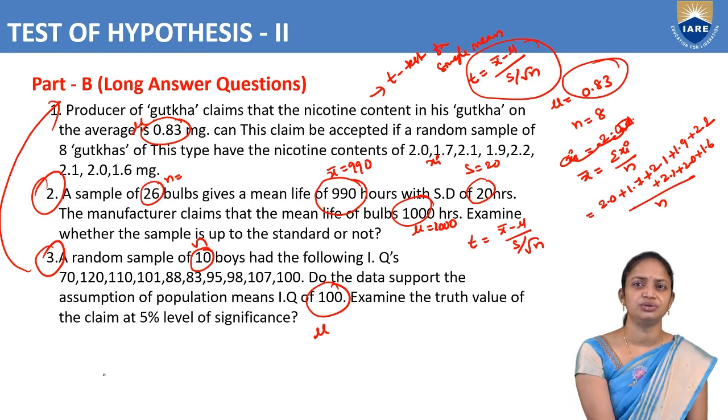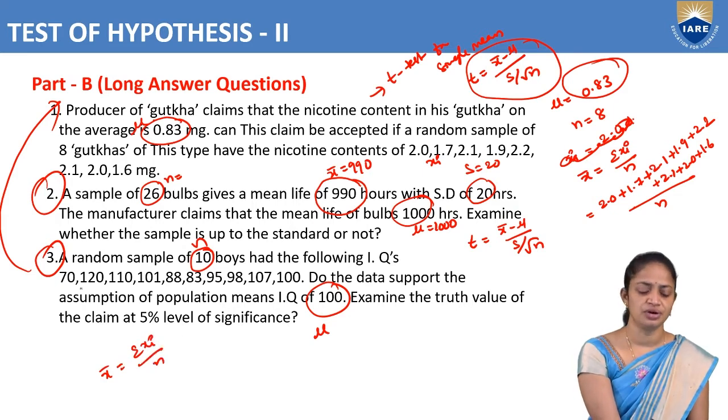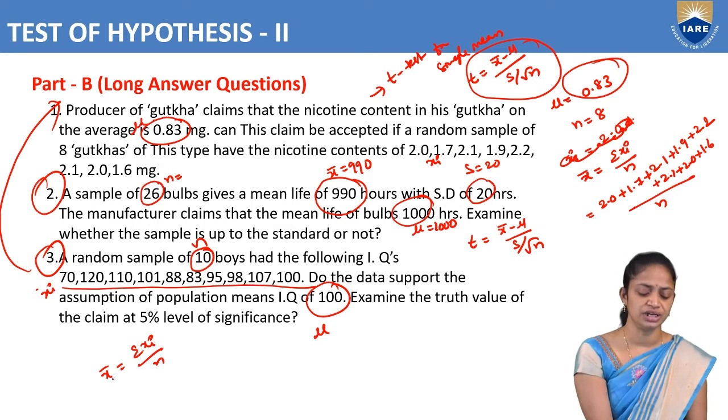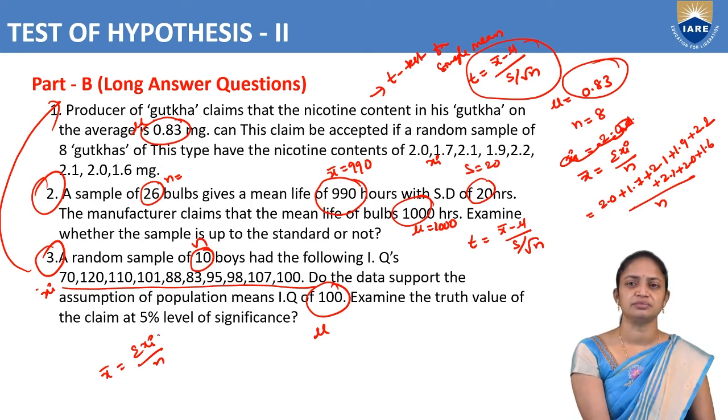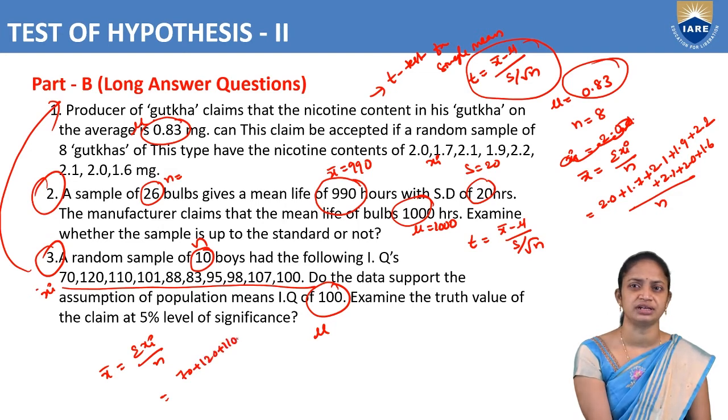And we need to calculate x bar. X bar is nothing but summation xi by n. So these are all xi values. We need to calculate x bar, that is summation xi by n. That means 70 plus 120 plus 110 and so on up to 100, divided by n. What is the n value? The n value is 10. Like that we can calculate x bar.